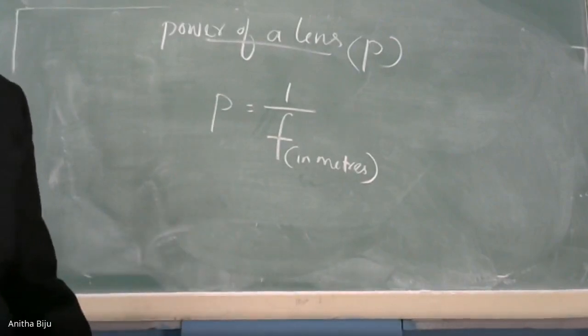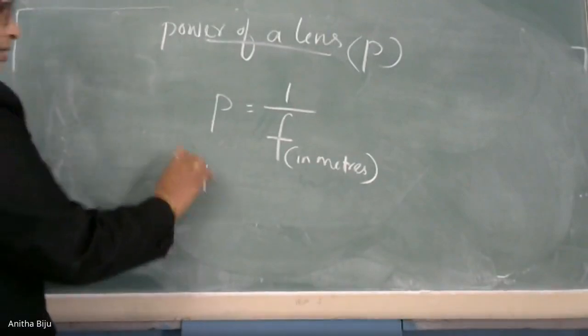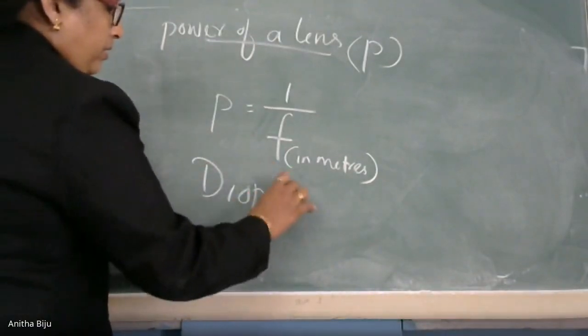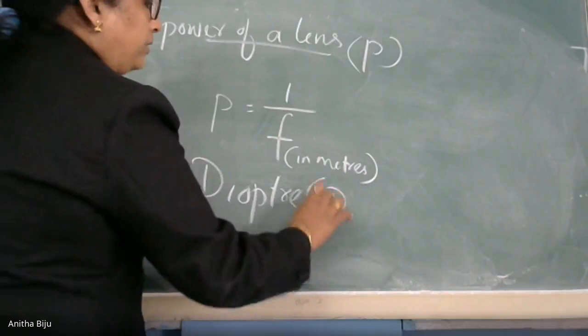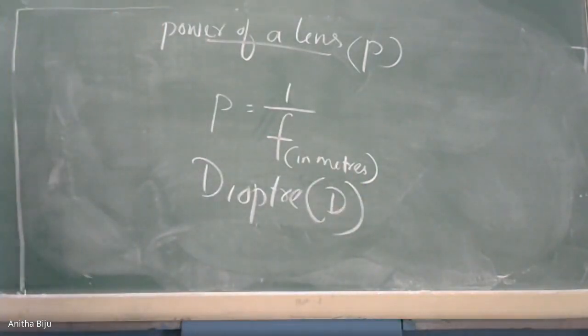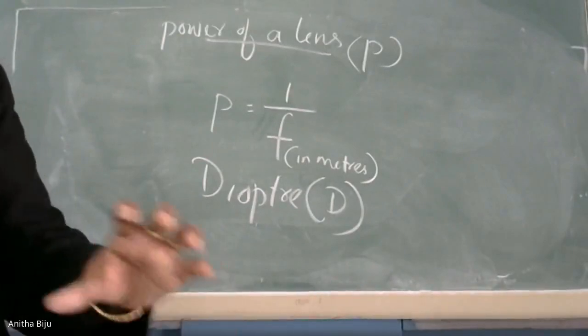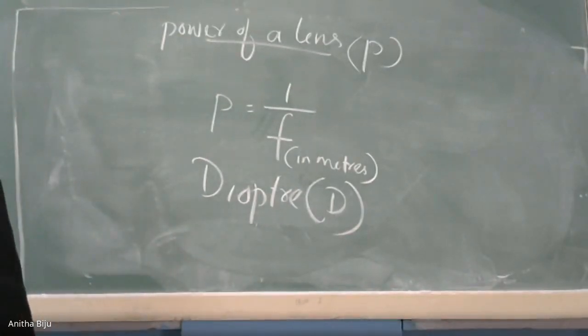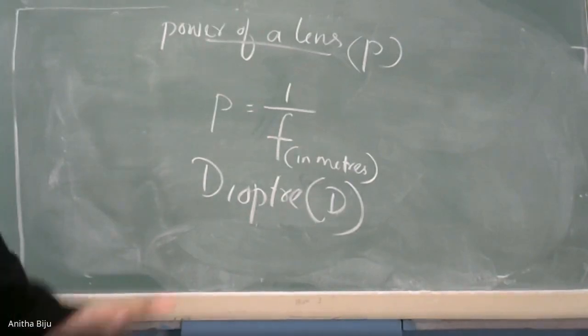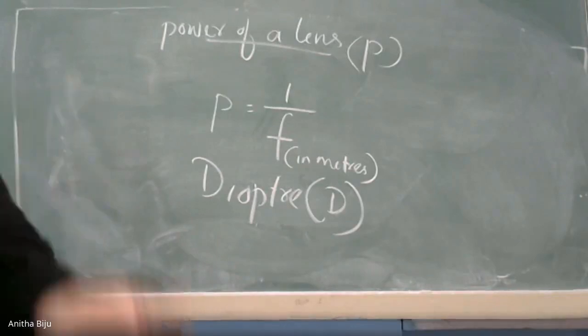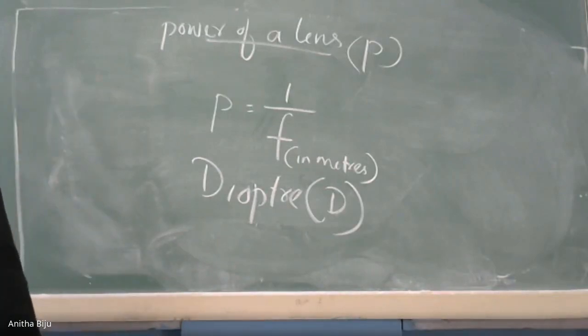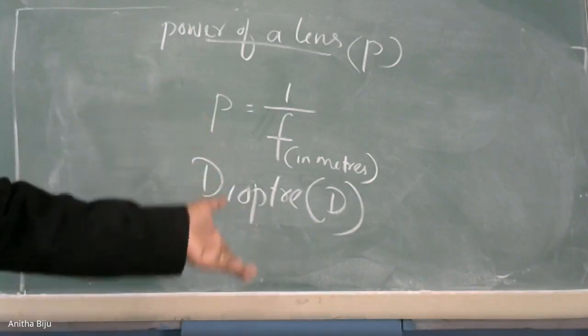What is the unit of power? Diopter. And in a simple way we can write it as D. Generally, we can say that the power of a convex lens is positive and the power of a concave lens is negative. Why? Because the focal length of a convex lens is positive and the focal length of a concave lens is negative. Okay, this is the theory behind power.